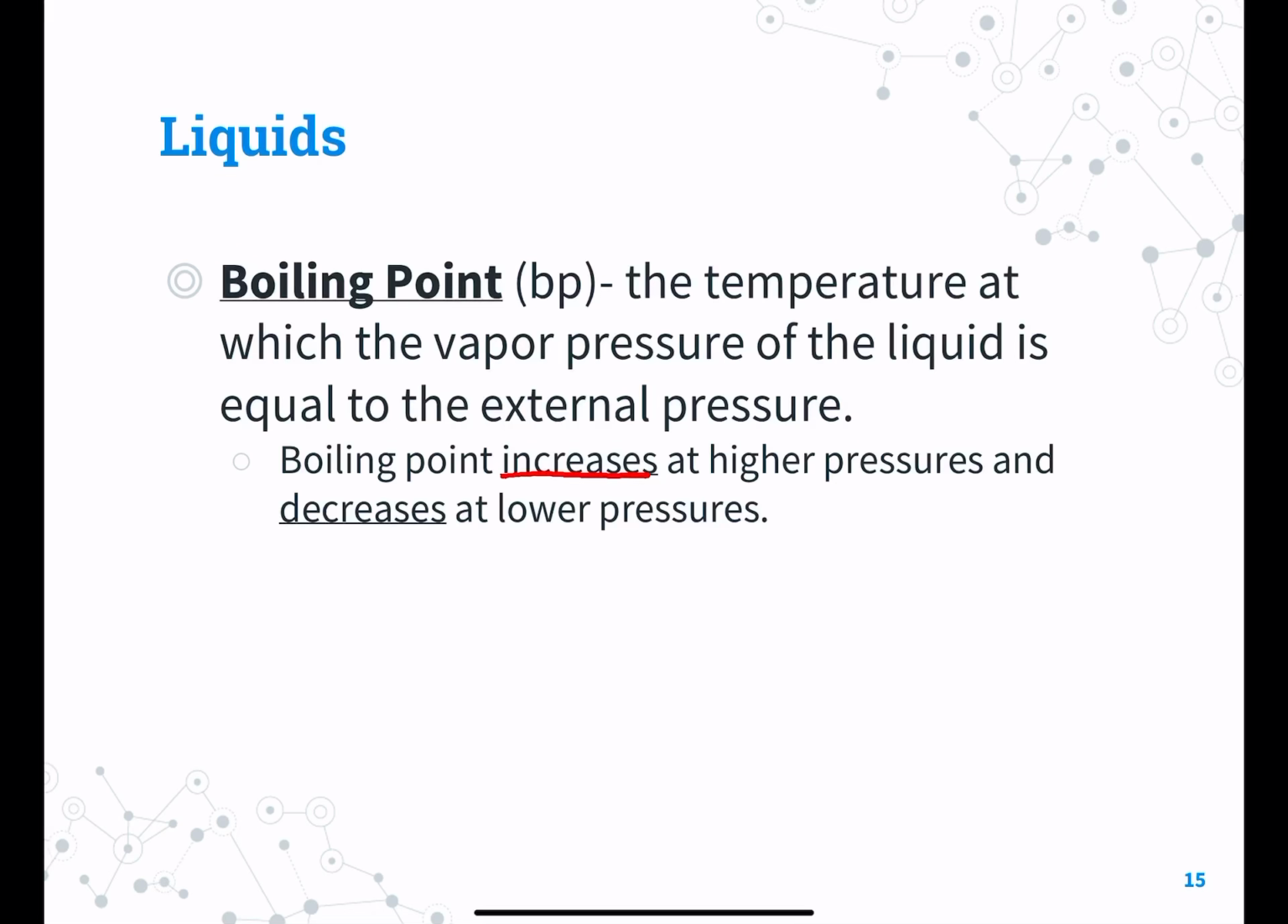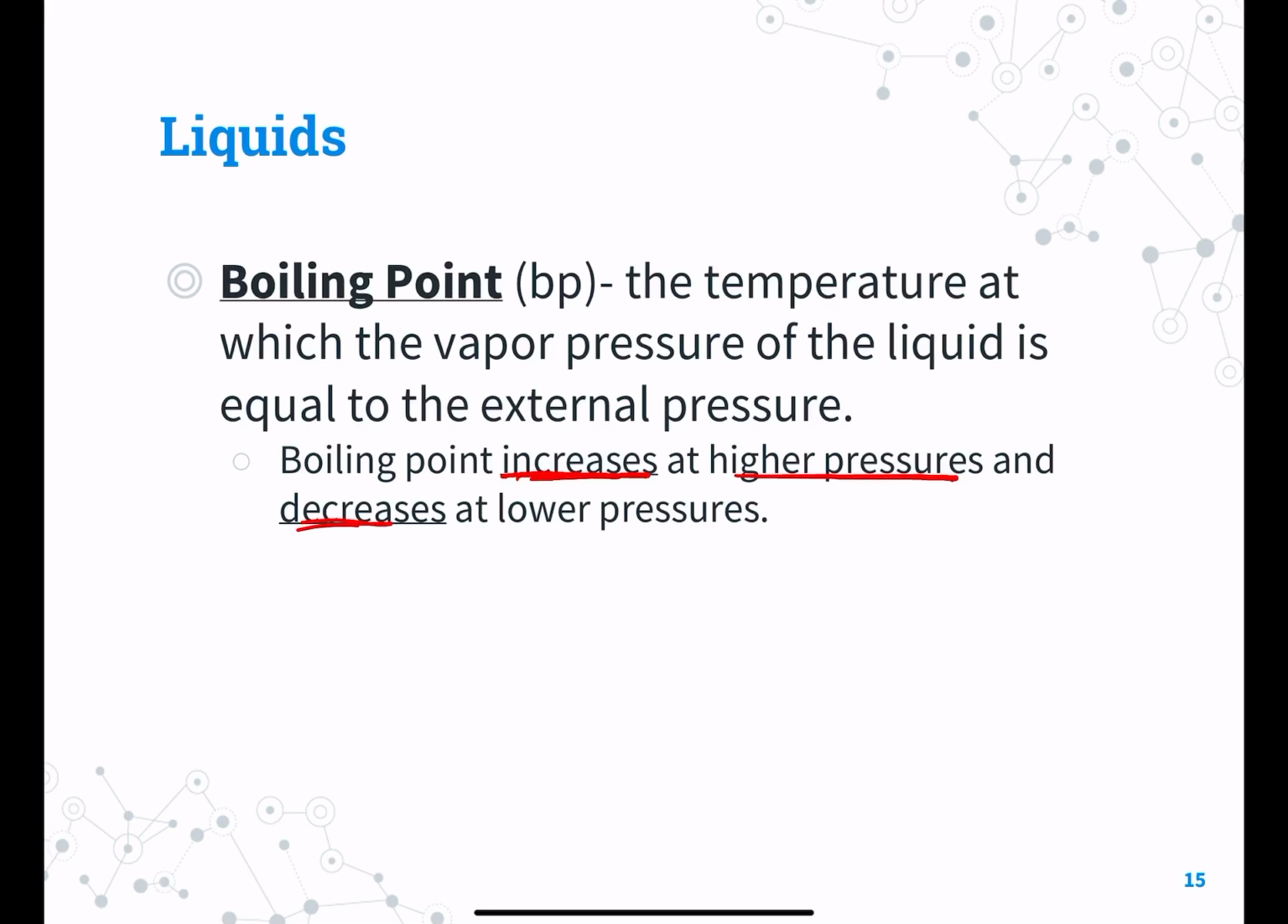Depending on where you are, it may be a little bit above 212 degrees Fahrenheit or 100 degrees Celsius to boil water due to the altitude, because of the pressure. Okay, so boiling point increases at higher pressures and decreases at lower pressures. So if you lived up in the mountains, then it would require your water to get higher than 100 degrees Celsius to make it boil.